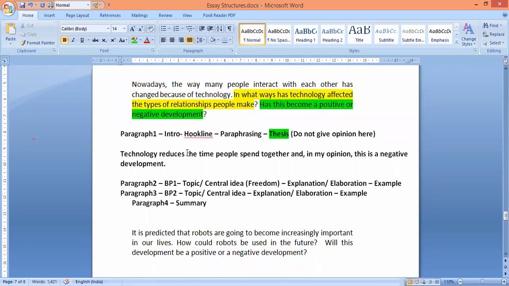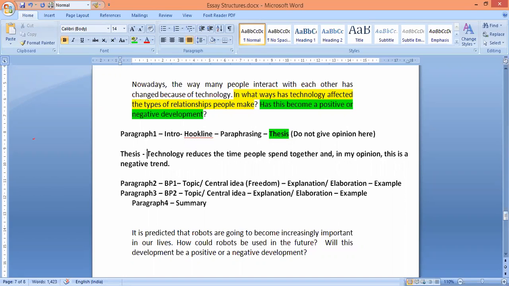Okay, you are answering both sides, like you are answering the question, and you are giving your opinion also. And if it's a negative development, you just say it's a negative trend. Is it clear? This is the intro, first para. Thesis. Okay. Thesis means what you are going to say.